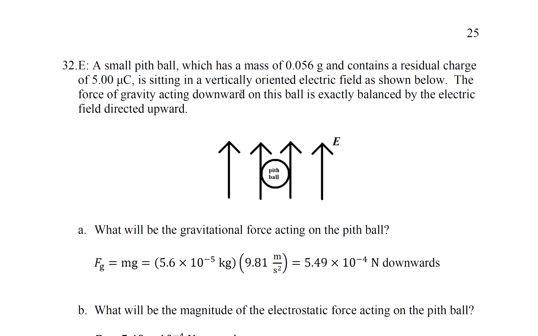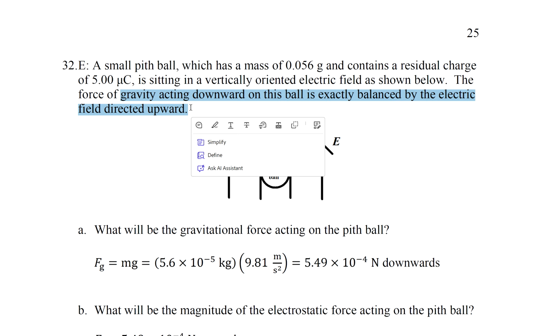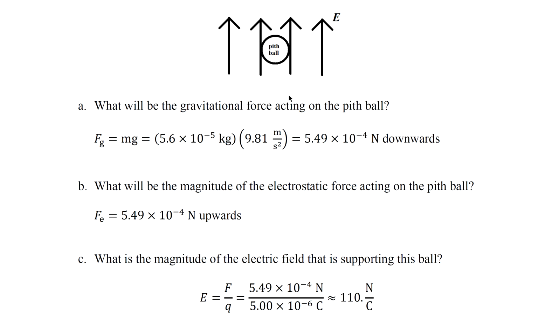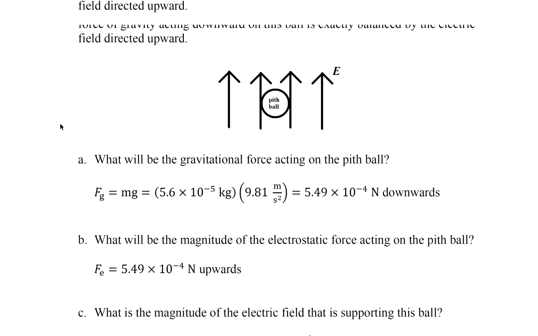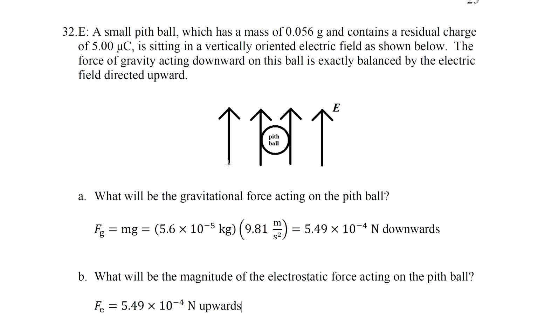Part B, what will be the magnitude of the electrostatic force acting on the pith ball? Well, it's sitting. That means it's not moving. So F equals ma, a is 0, v is 0. And it tells us force of gravity down is equal to electric force up. So if this force is down, then this force has to be up. And electric field lines always point from positive to negative. So there's positive charge on the bottom, there's negative charge on the top.